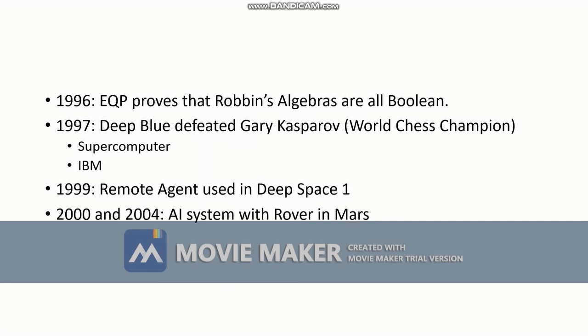So from 2000 till 2004, NASA sent rovers to Mars. What is the task of the rover? They go on the land on Mars and try to see what is there on Mars. In 2000 and 2004, a planner that used an AI system was incorporated with the rover.